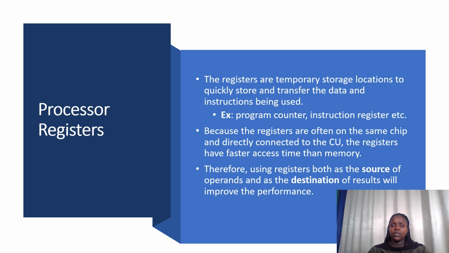Because the registers are often on the same chip and directly connected to the CU, the registers have faster access time than memory. Due to the distance from the register to the CPU and from the memory to the CPU, the register is much closer to the CPU. That is why the CPU accesses the registers frequently. Therefore, using registers both as a source of operands and as a destination of results will improve the performance of the machine.